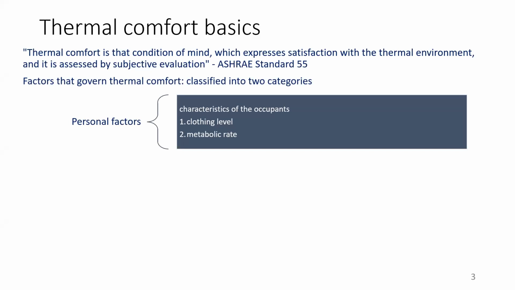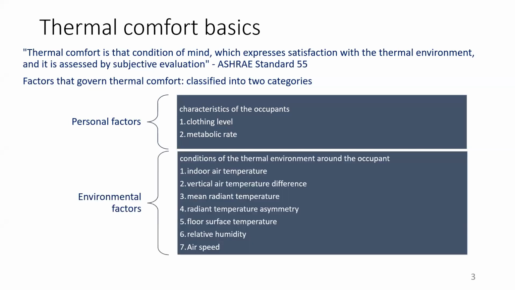Clothing level is measured in Clo and expresses the thermal insulation provided by garments and clothes. And metabolic rate is the rate of transformation of chemical energy into heat and mechanical work by the metabolic activities of an individual. And this is measured in terms of energy produced per unit skin area.